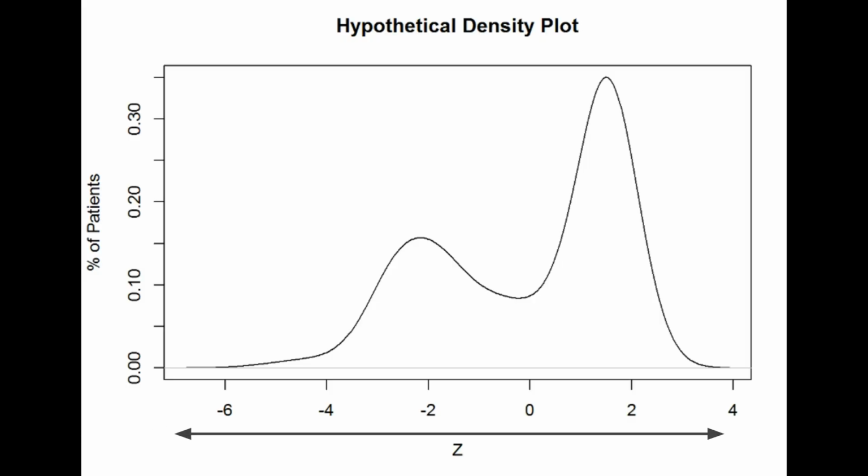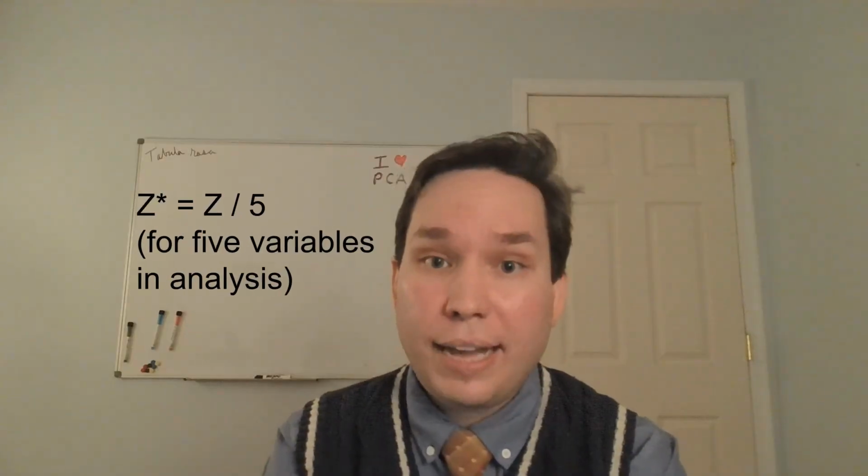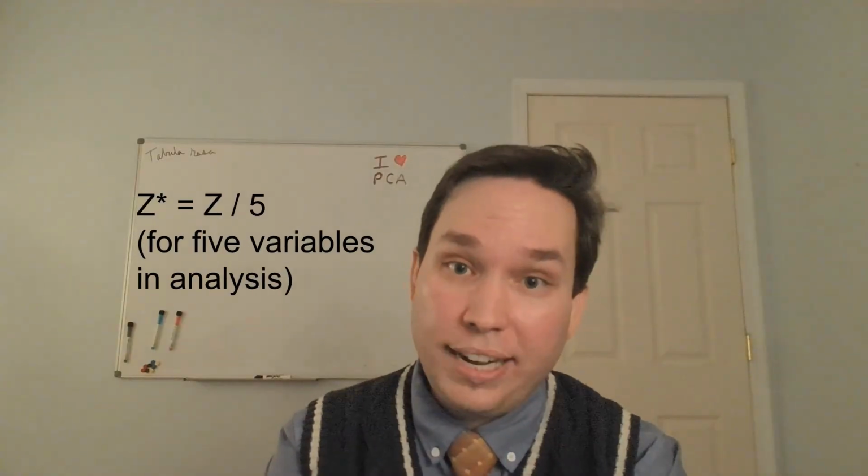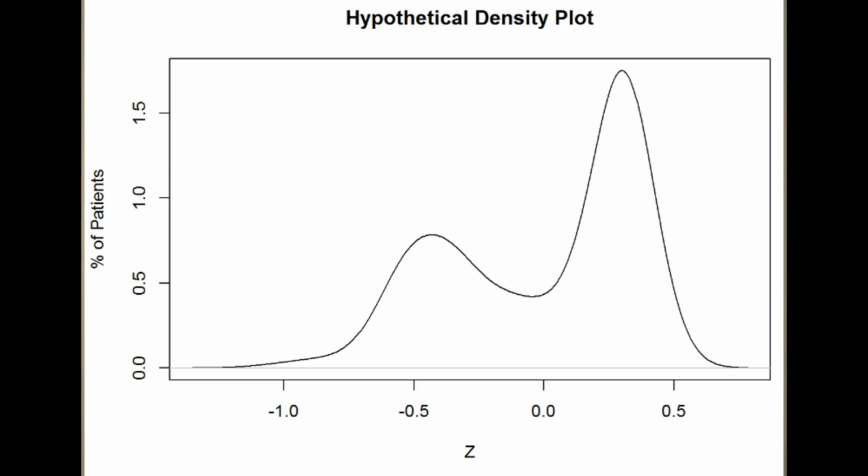So the original scaling went from about -6 to +4. But if we divide that by 5 for the 5 variables in the analysis, this is what the new density plot looks like. It's pretty much the same. The only real difference is the values on the x-axis, which now go from about -1 to +0.5. This is why it helps to take this step.